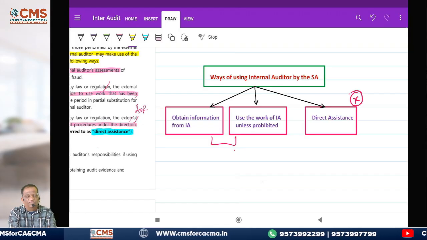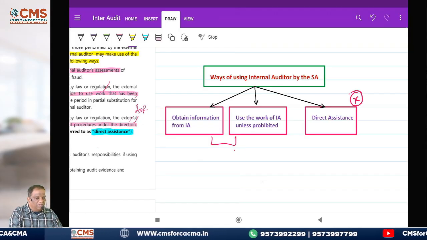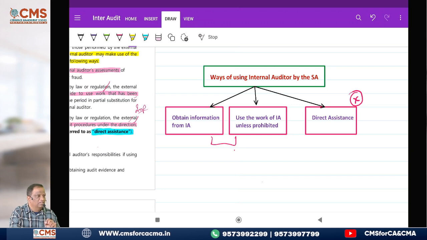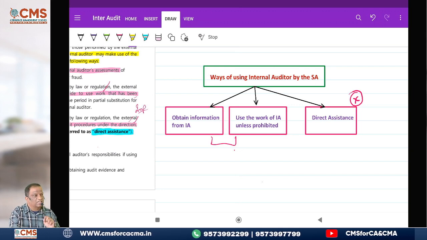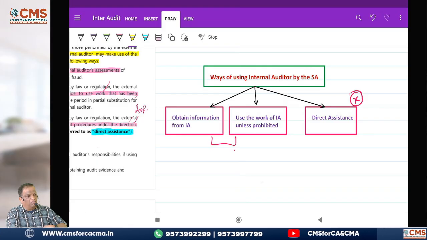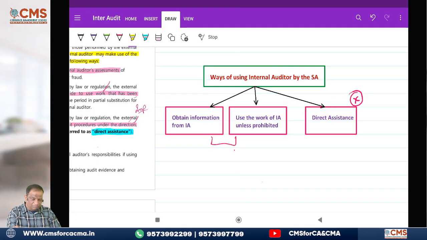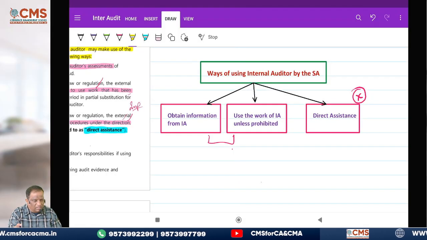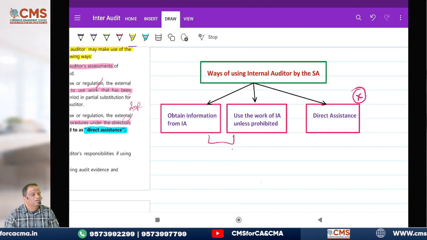Now between the first two, tell me where the external auditor is relying too much. The second one. In the second one, I'm not doing anything. You already did it; I am taking your report and commenting. So that is the understanding. And the third one is the most important one. That is the reason why this standard has been revised.